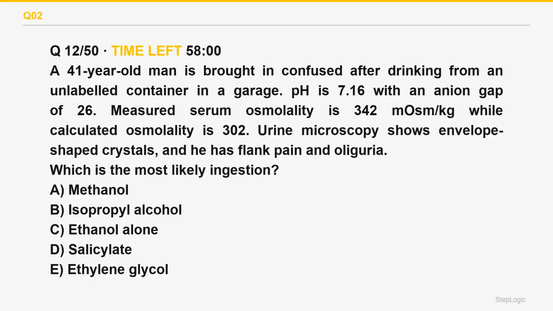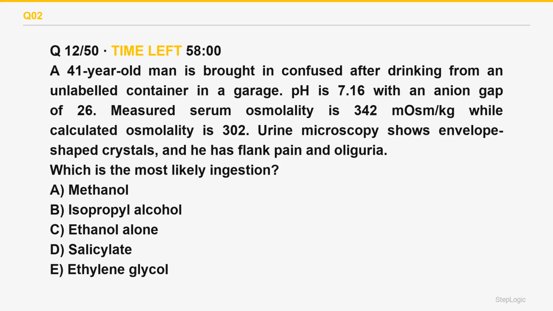A 41-year-old man is brought in confused after drinking from an unlabeled container in a garage. pH is 7.6 with an anion gap of 26. Measured serum osmolality is 342 milliosmoles per kilogram, while calculated osmolality is 302. Urine microscopy shows envelope-shaped crystals, and he has flank pain and oliguria.